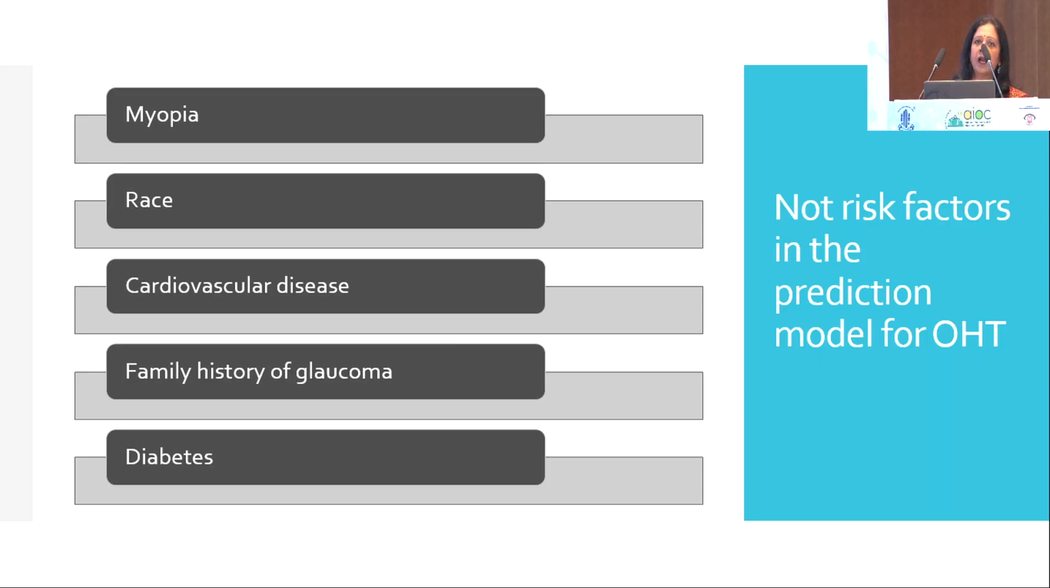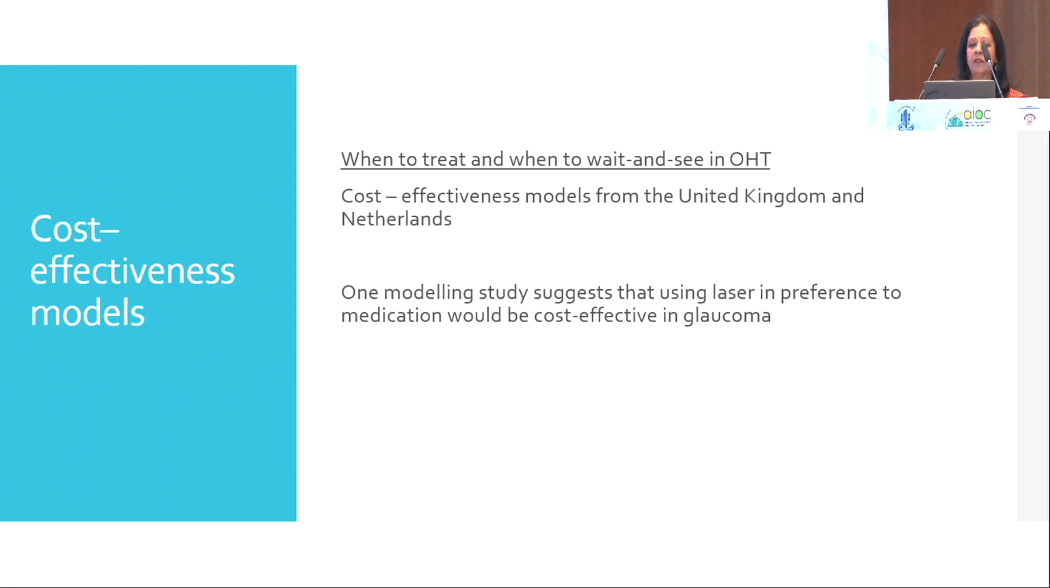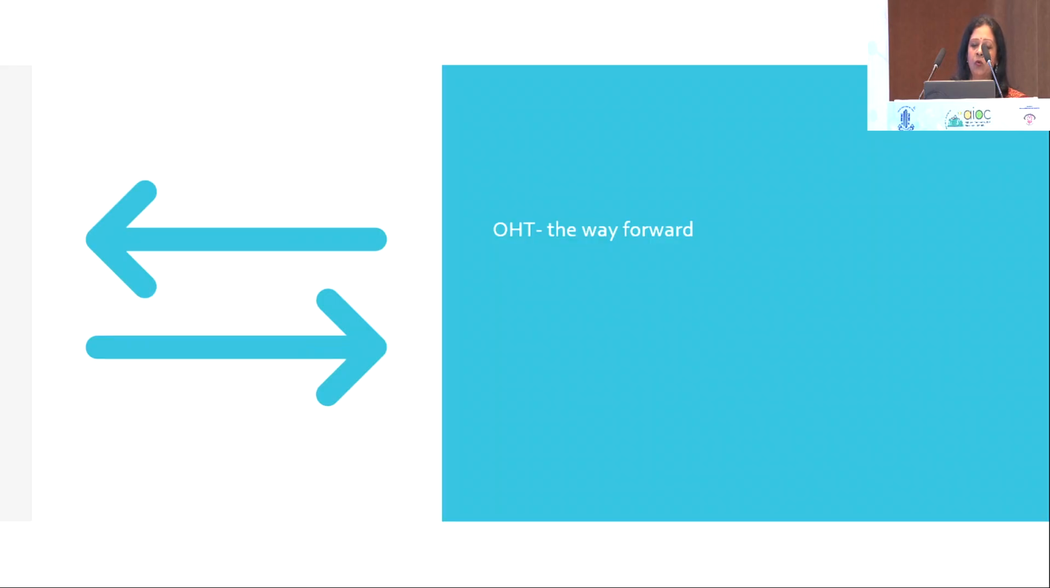A very important drawback of the OHTS study is that some of the important risk factors which we all know, like myopia, race, cardiovascular disease, family history of glaucoma, diabetes, which have high risk for developing glaucoma, were not found to be risk factors in the OHTS trial. Especially diabetes, it showed very inconclusive results, there was no definitive answer. So there were other studies conducted, especially cost effectiveness model studies from the United Kingdom and the Netherlands, and they actually incorporated even SLT as a treatment modality in OHTS for ocular hypertension. So where do we now move?